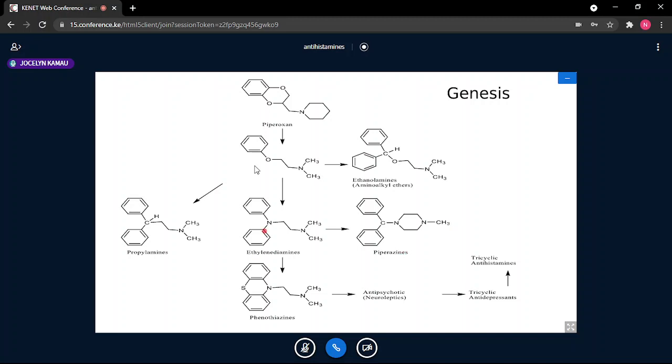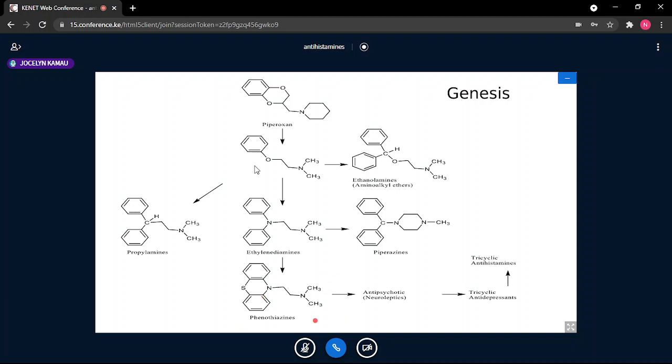Then the ethylene diamines again could be converted to the phenothiazine, because it is just here. You put an S there. That's all that was done. So they were converted again to the phenothiazines. We do have specific phenothiazines, like promethazine, which has very good antihistamine activity.